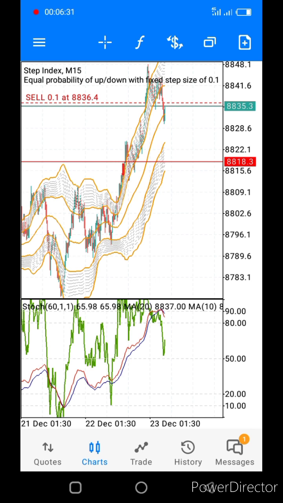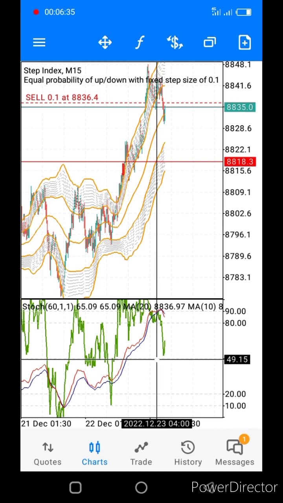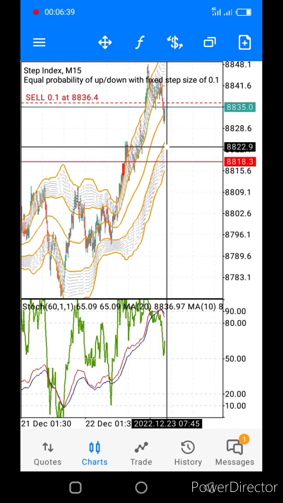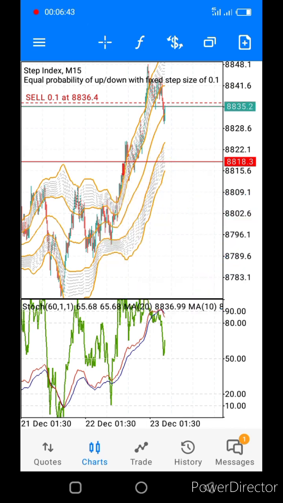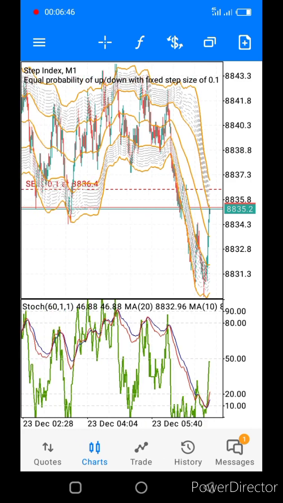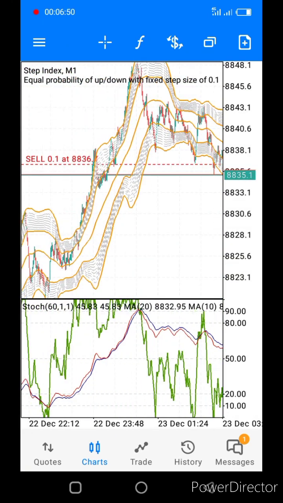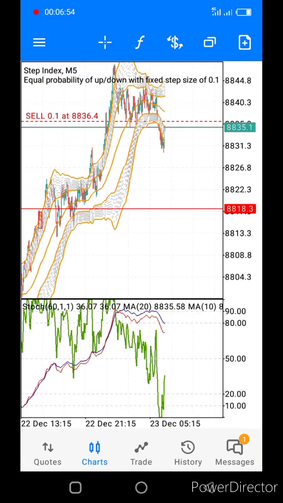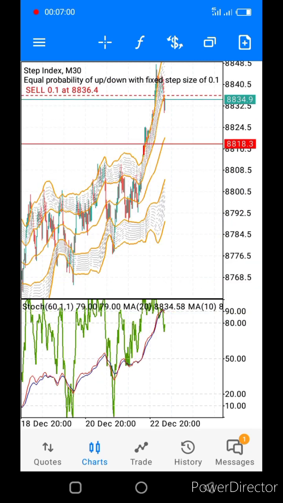So we're having a pullback already. I'm still going to remain in that trade until this hits 10 and hits this particular zone. That is when I'm going to exit this particular market. If you go to 1 minute time frame, you can be having a fake entry. Although sometimes you might be lucky, but it is best you stay on M5, M15, or M30.